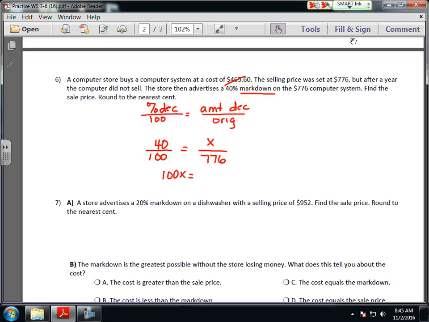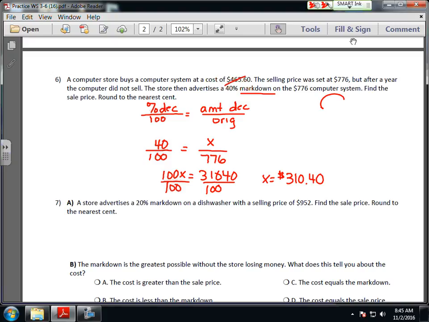100x equals, what's 40 times 776? Should get 31040. What do you get? Yeah, $310. And what is that? How do I make that into money? Gotta keep that zero on it. $310.40. Good.